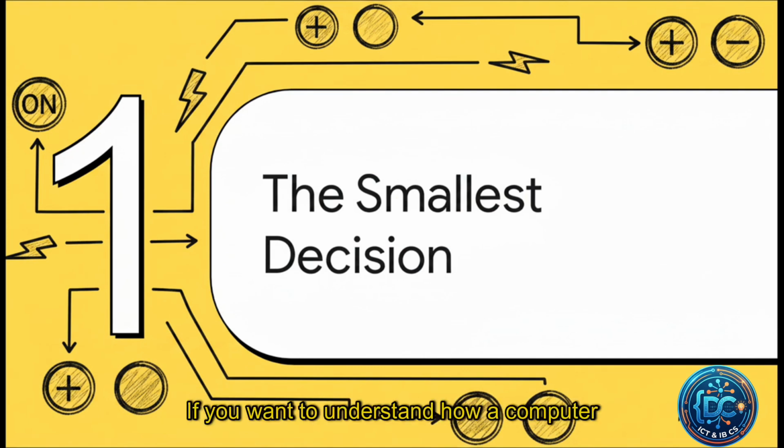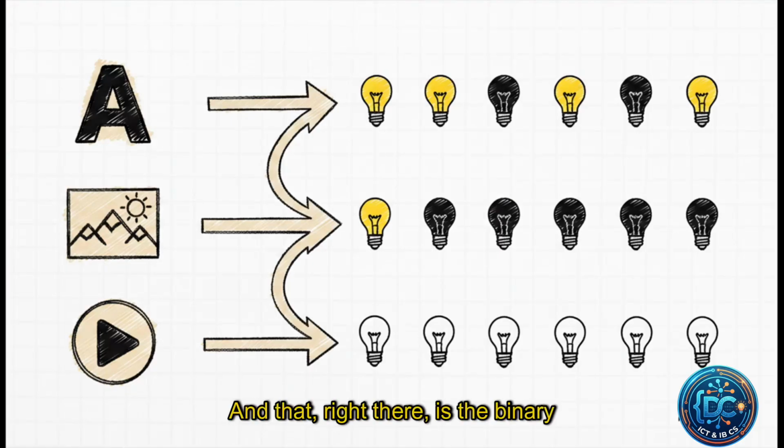If you want to understand how a computer thinks, you've got to start with its most basic language. And no, it's not code, it's not software, it's just electricity. And that electricity can only ever be in one of two states. And that, right there, is the binary system.